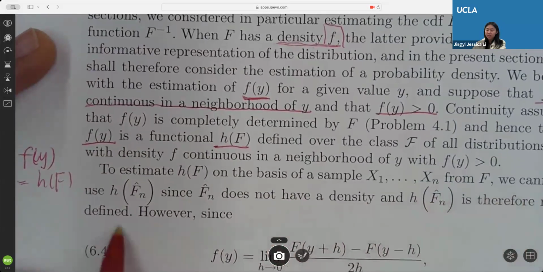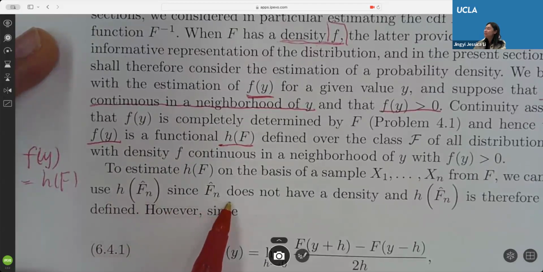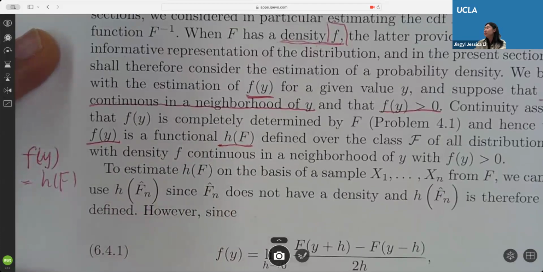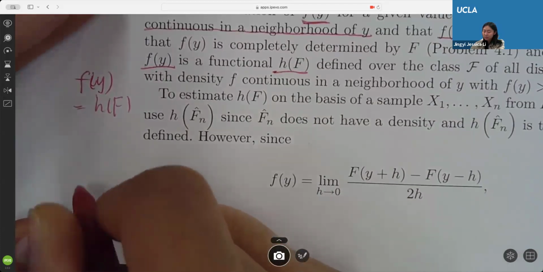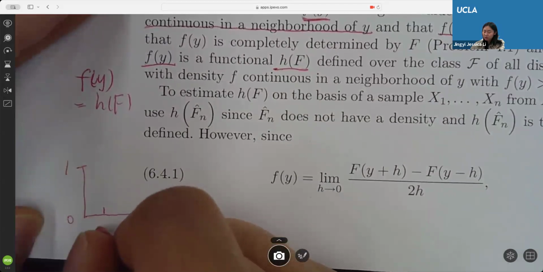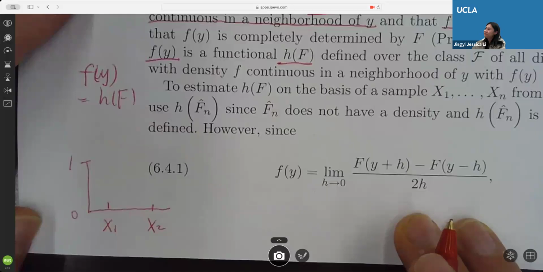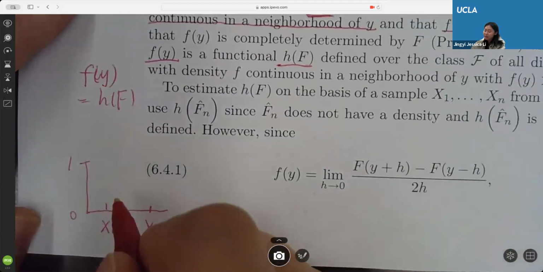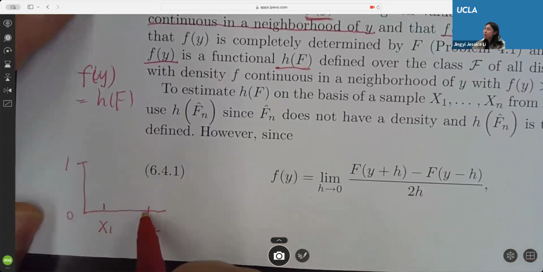we cannot directly use H(Fn hat). Why is that? Because Fn hat is not continuous. The empirical CDF is actually a step function, discontinuous at every value. Remember the empirical CDF; let's just draw this. Suppose that I have just two values, x1 and x2. What is the empirical CDF? Essentially, x1 takes probability mass 1/2, and x2 takes probability mass 1/2.